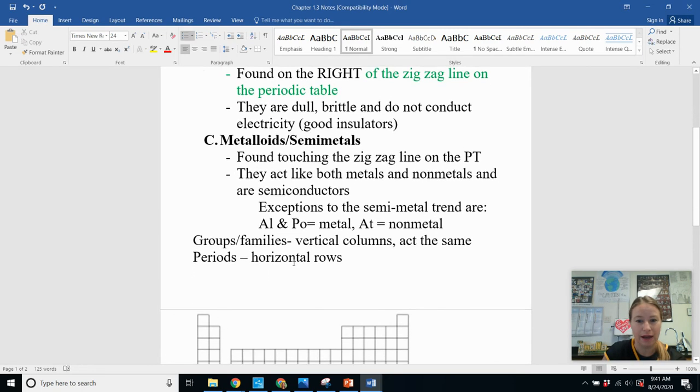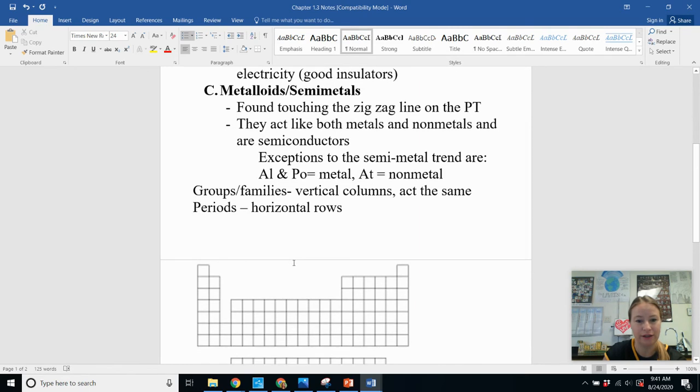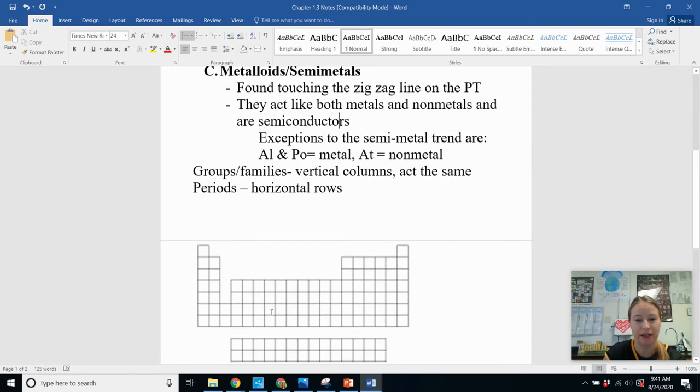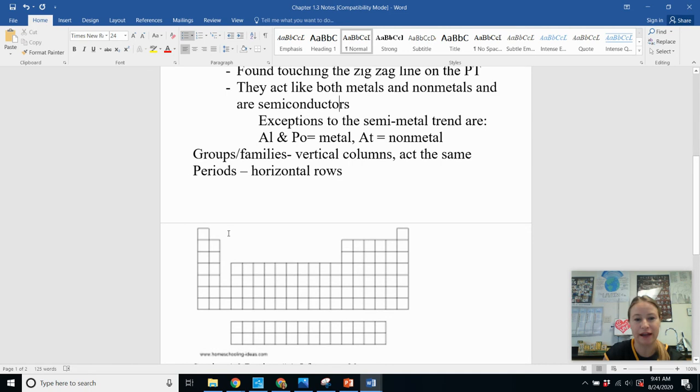Okay. And so here's our periodic table. If we look at the periodic table, we'll see in a second that everything over here, all of these on the left and in the center, these are all metals. And only the small group on the right are the nonmetals, and the ones that are right on the line, those are our semimetals.